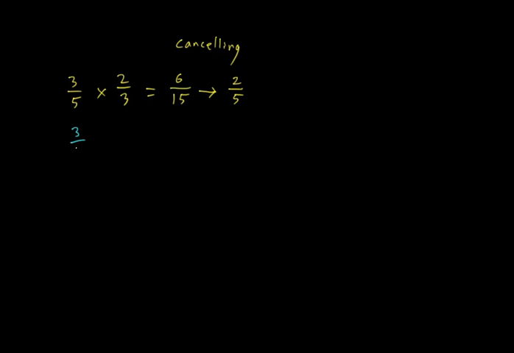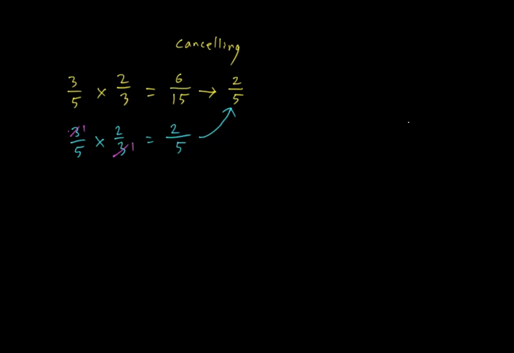So let's try this again. We have 3/5 times 2/3. Now before we even multiply it, we can look and we see that we have a 3 there and a 3 there. So basically we can divide each of these 3's by 3 and change them to a 1. So now we can multiply it, and we have 1 times 2 on the top is 2, and then we have 5 times 1 on the bottom, which is 5. And so you see we get the same answer, but it's a much shorter process.